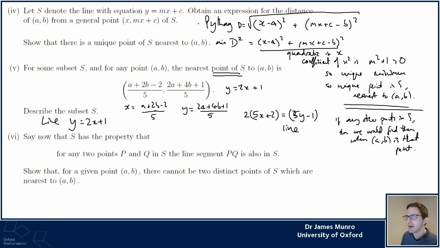Maybe we could have thought about our previous maths for the distance to a line and spotted that this was the expression for a particular line. Okay.